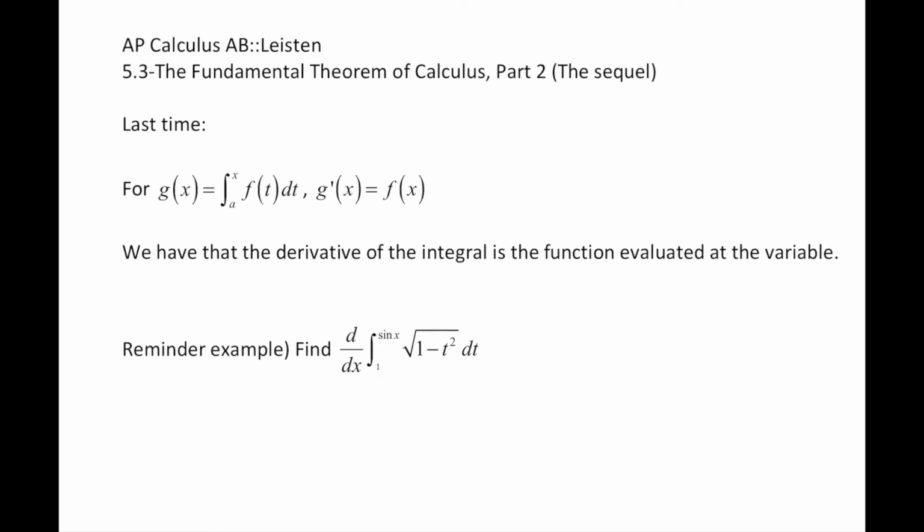All right, exciting stuff for today. So we are picking up from our last time when we were talking about the fundamental theorem of calculus part 1. Now it's the fundamental theorem of calculus part 2, the sequel.